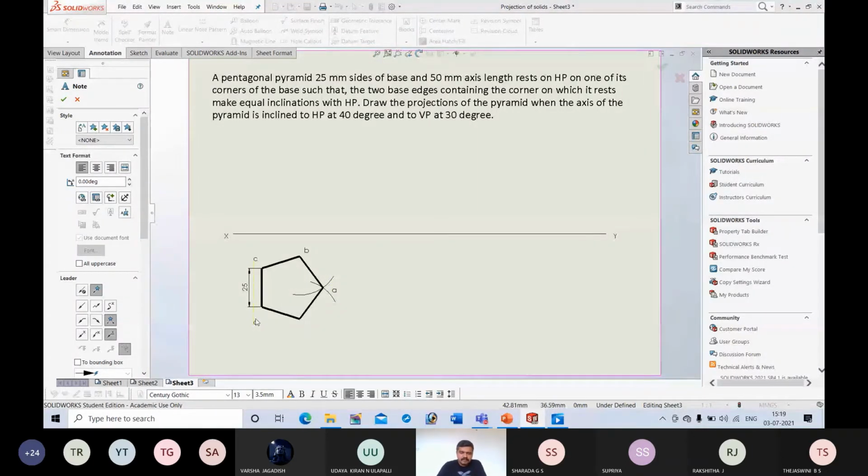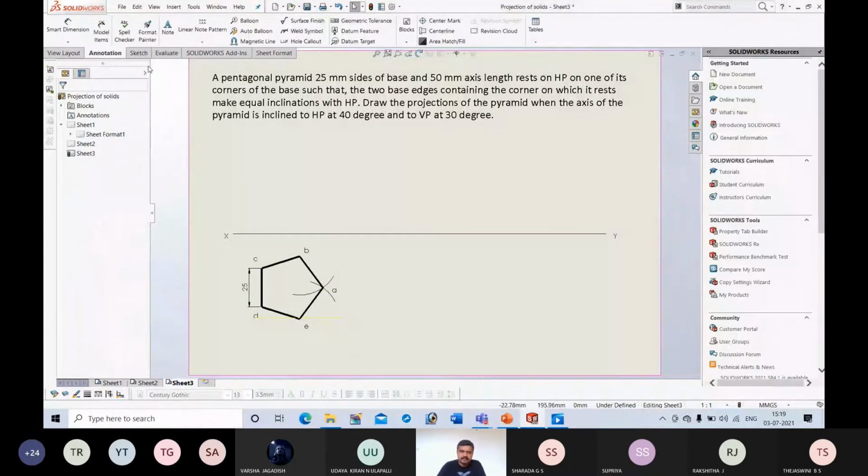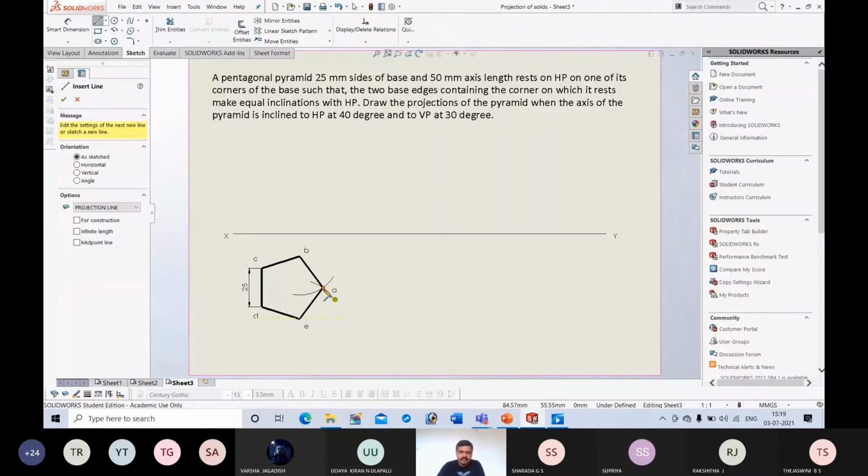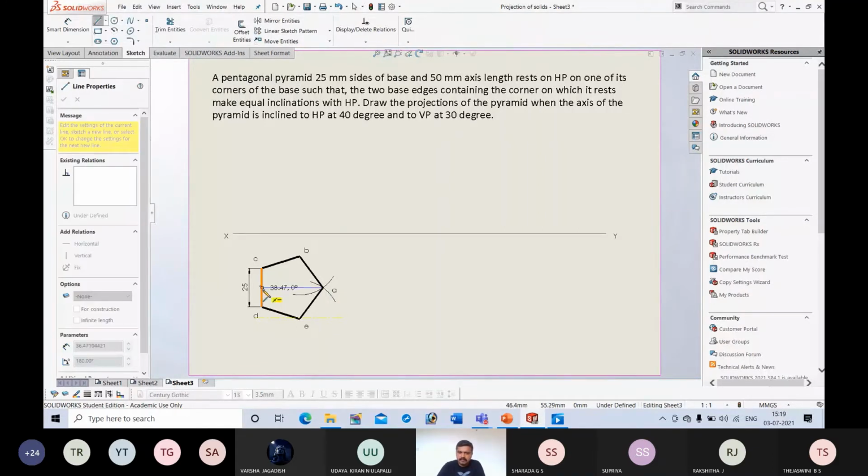After this, I should locate center. Okay, center of this pentagon. For that, you should draw two perpendicular bisectors. You can choose any two corners and draw two perpendicular bisectors. So now I will draw a perpendicular bisector from A. That means first draw a horizontal line from A. It will divide CD into two equal parts.